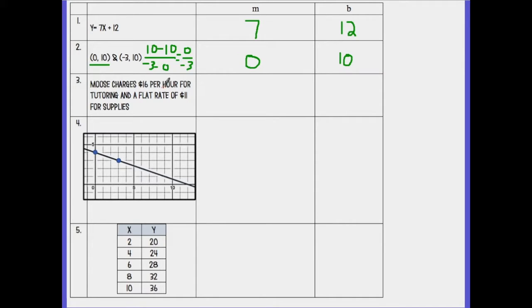Next one, it says this charge is $16 per hour. That's going to be our slope. The flat rate, or like any starting fee, is going to be our intercept.